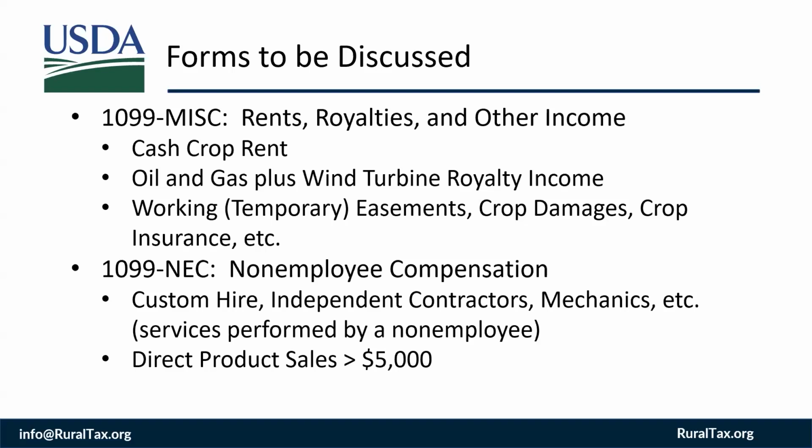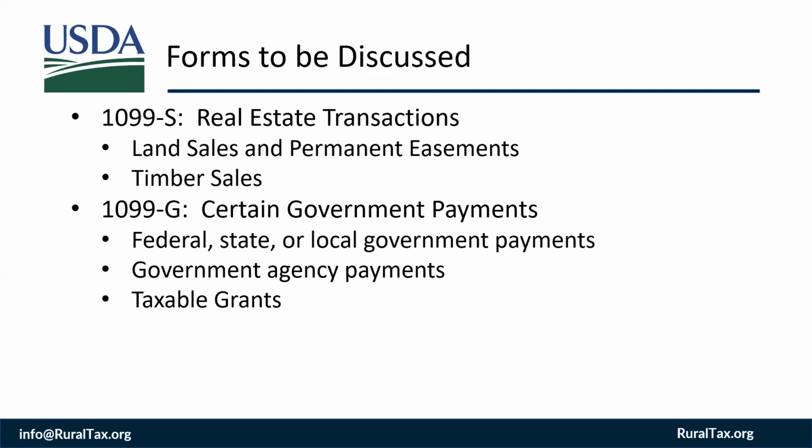Also in there, sometimes we have farms that have other things that they sell, and it's direct product sales. So if you're selling seed wheat to another farmer, and if that seed wheat sells greater than $5,000, you have to provide the 1099 as well. So it's product sales in excess of $5,000.